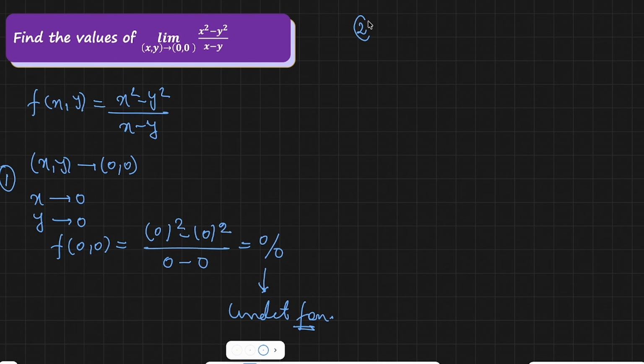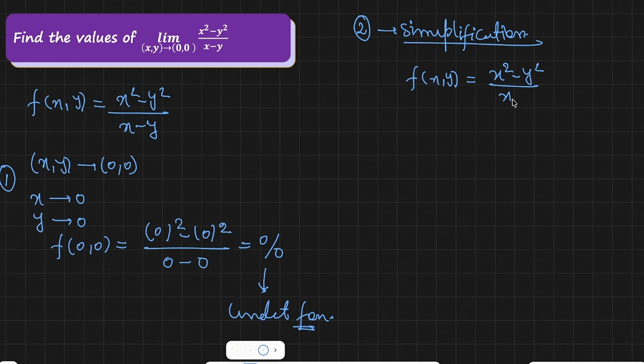Now step number 2. Step number 2 is your simplification. What do you mean by the simplification? Can you simplify this function? Let's say I have this function f(x, y) equals (x square minus y square) upon (x minus y). Yes, I can simplify it like this: it is (x plus y) and (x minus y) divided by (x minus y).